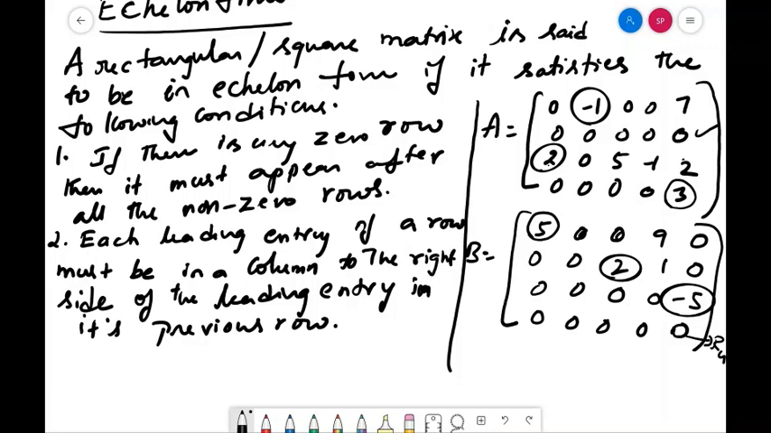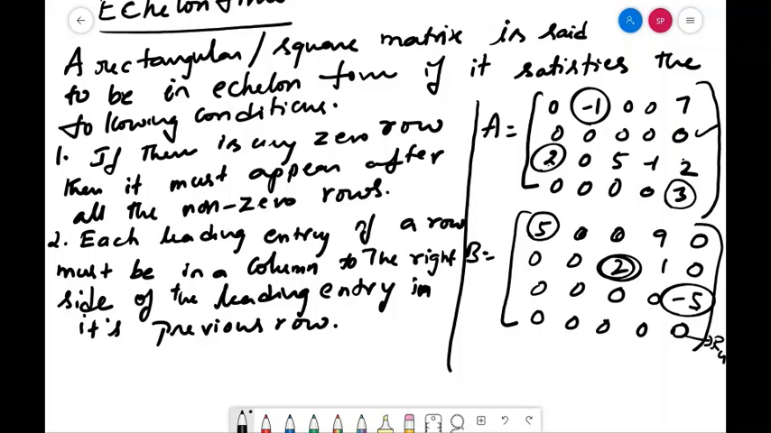Then let me check matrix B. The first row I don't need to check. Then in the second row, where do I have the leading entry? Second row, third column. What is its previous leading entry? First row, first column. Relative to the previous 5, this 2 is towards the right side. So yes, the second row is satisfied. Let me look at the next leading entry, in row 3. I have minus 5. Its previous leading entries are 2 and 5. Relative to the previous ones, this minus 5 is towards the right side.